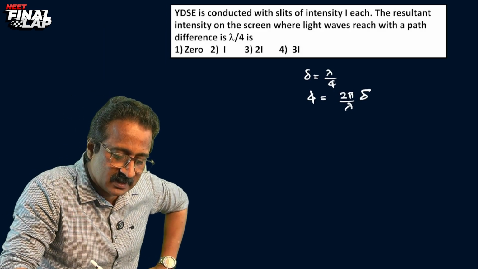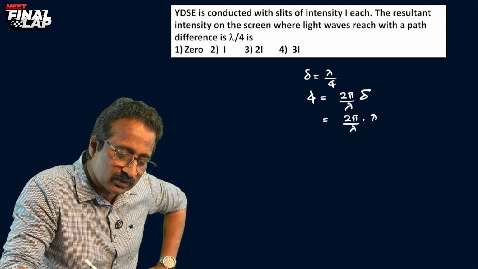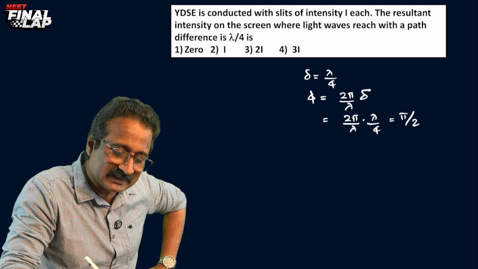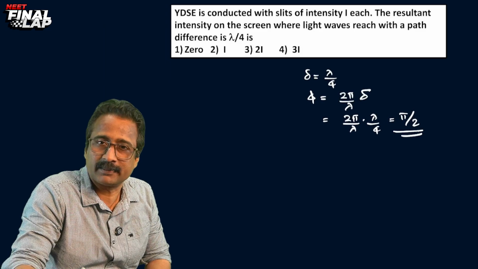This is it. Now, putting the value of lambda by 4 here, it is 2 pi by lambda into lambda divided by 4, which gives pi by 2. So the phase difference phi is equal to pi by 2 here.